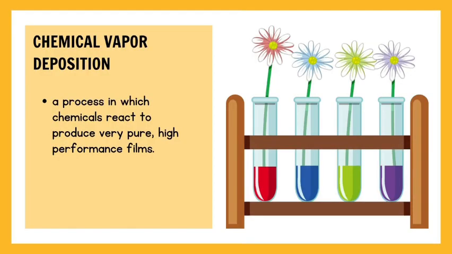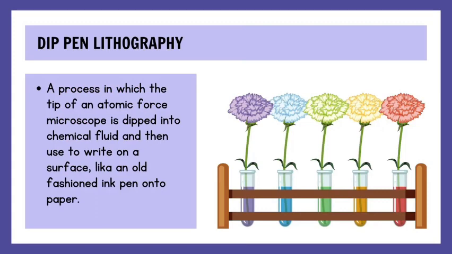Chemical vapor deposition. It is a process in which chemicals react to produce very pure, high-performance film. Imagine you have some special chemicals that you want to turn into a solid material. In CVD, these chemicals are mixed together and then heated up. And when they get really hot, they turn into a gas or vapor. This vapor is then carefully deposited onto a surface like a film strip. It's like when you blow hot air on a window and the steam from your breath makes the glass foggy. CVD is used to make film strips with materials like silicon, carbon, and filaments.